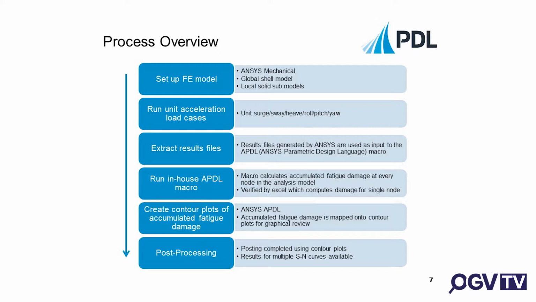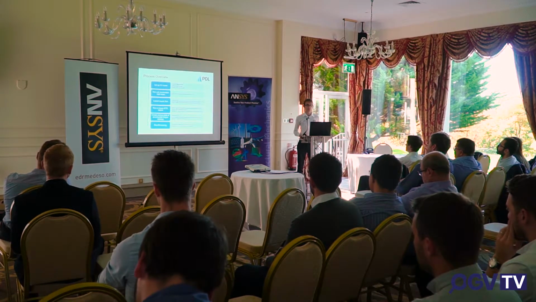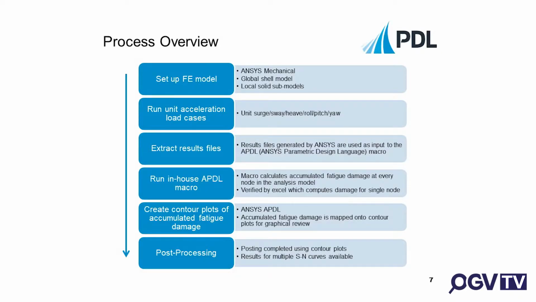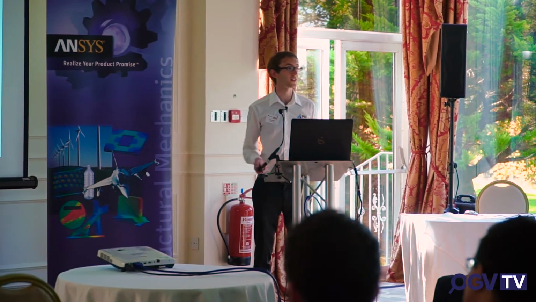Number 3, extract the results files. Number 4, feed them into an in-house APDL macro. So that's using APDL to take the information you've generated using ANSYS Mechanical and then calculate fatigue damage for all of your loading bins and calculate your accumulated fatigue damage. Number 5, plot that as a contour plot like you've seen. Number 6, use that to post-process. The most complicated bit is the macro, and I'll go into a bit more detail on that shortly. But to start with, we'll have a quick look at the FE models we've used.